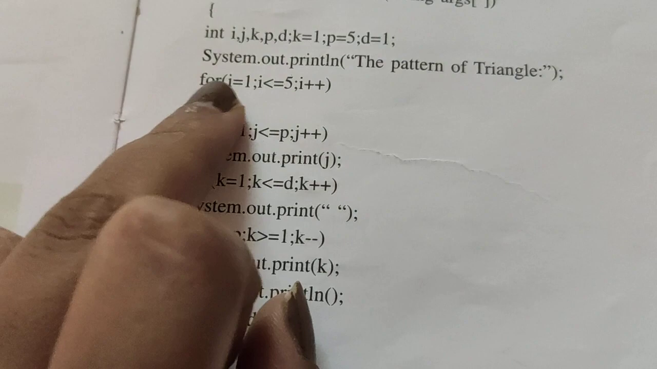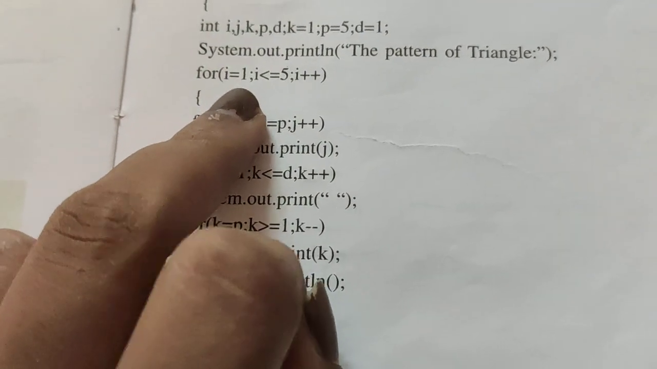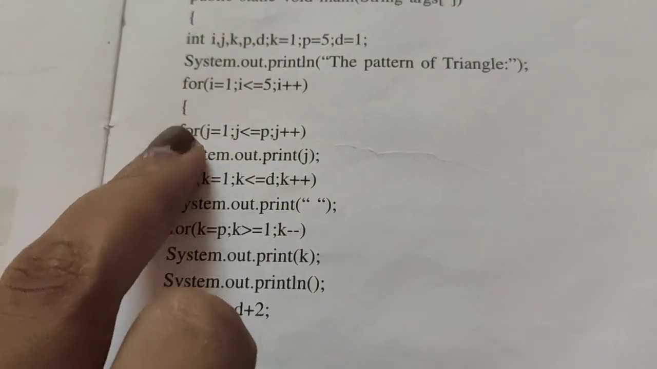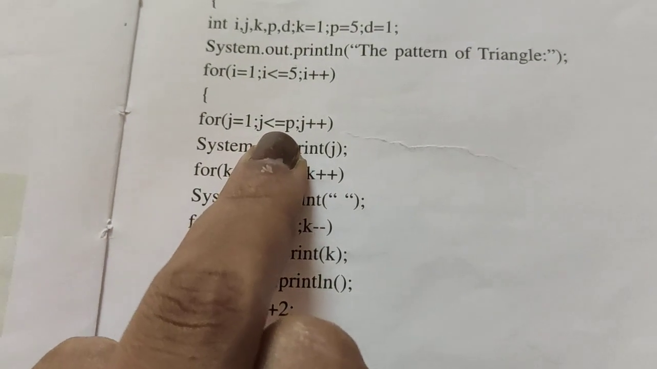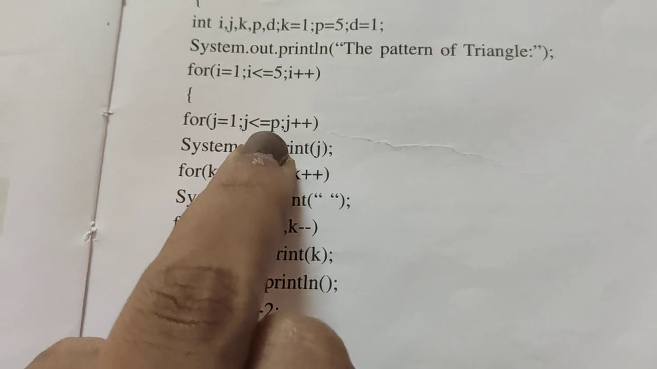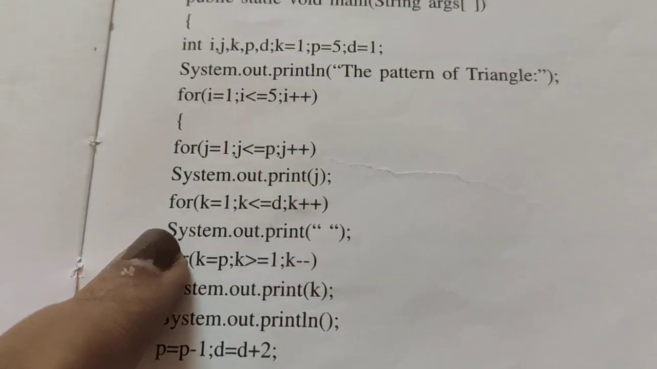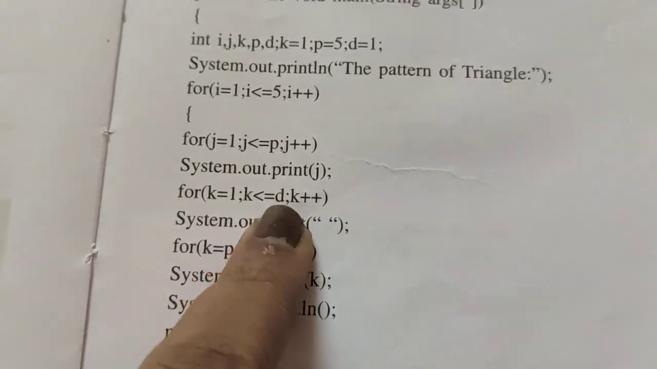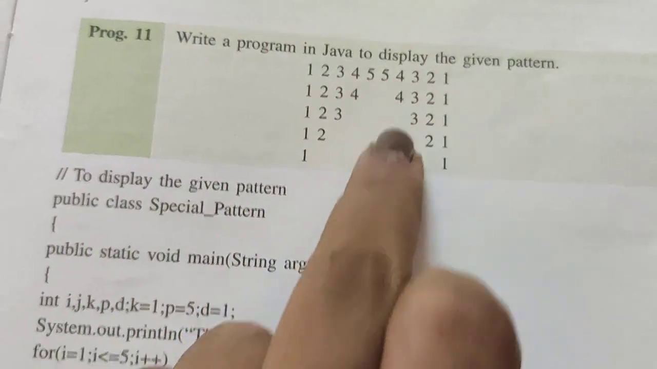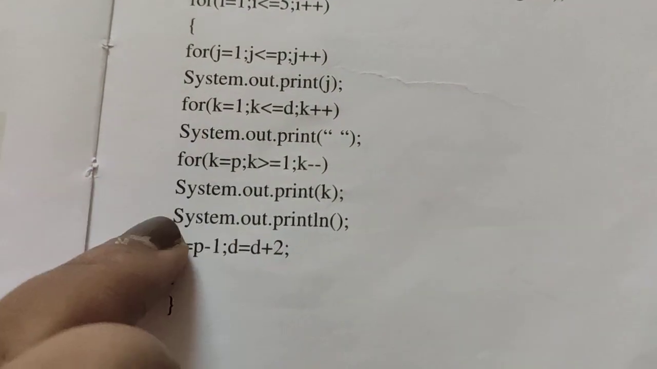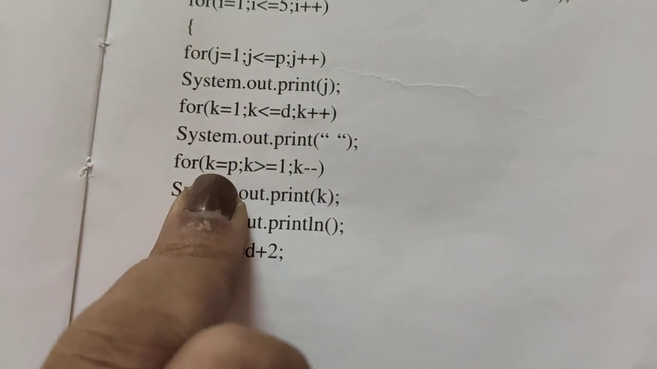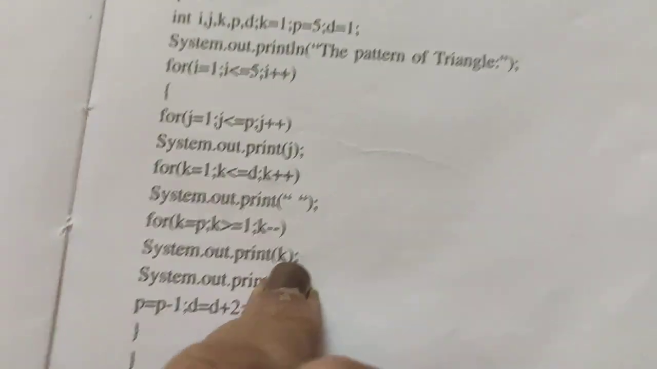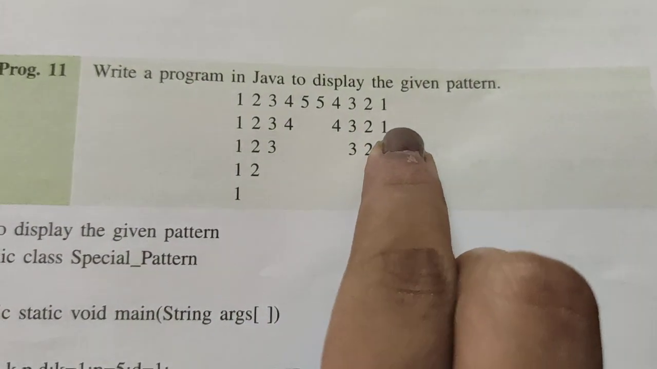blanks. So once again it goes, now the value of i is equal to 2 for the second iteration. So for j is equal to 1, and now the p value is going to be 4. So it will print 1 2 3 4, and it will come out of the loop, and here the d value is going to be 3, and 3 blanks will be printed. After that it will come out of this and enter into this loop. Here the k value is going to be 4, so from 4 it is going to start printing like this: 4 3 2 1.